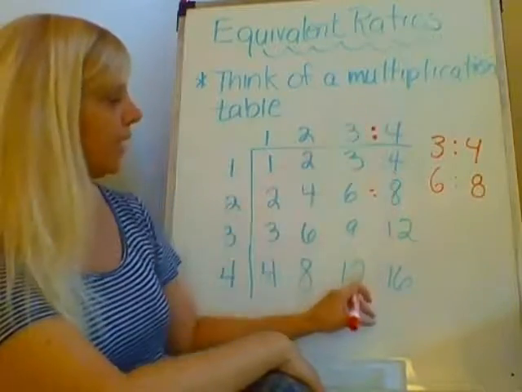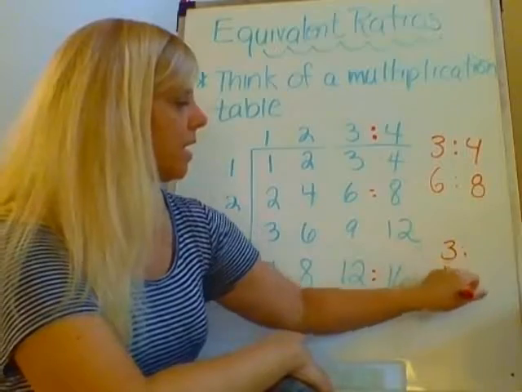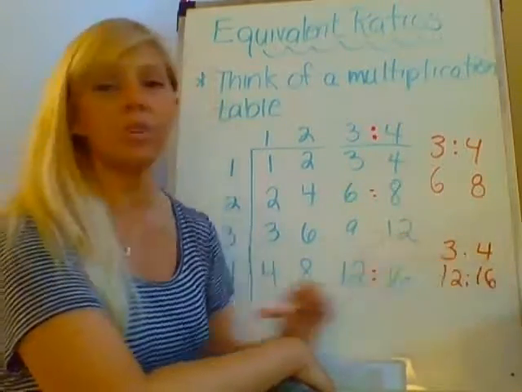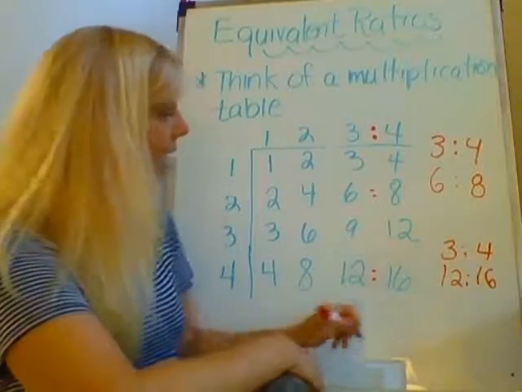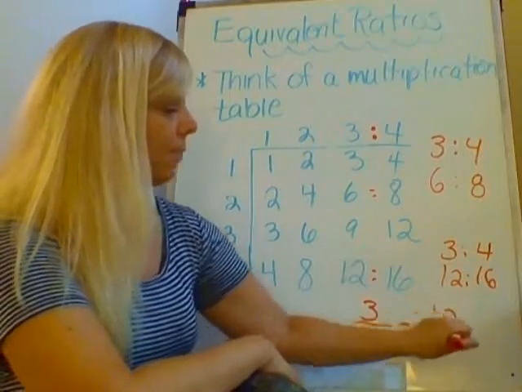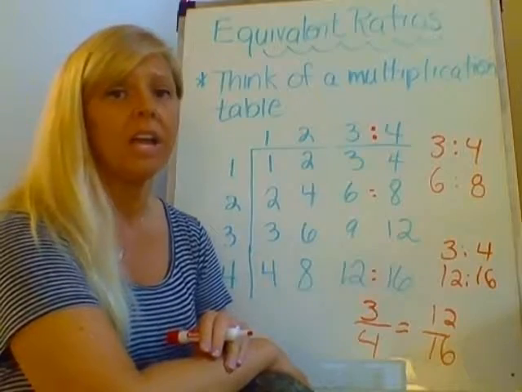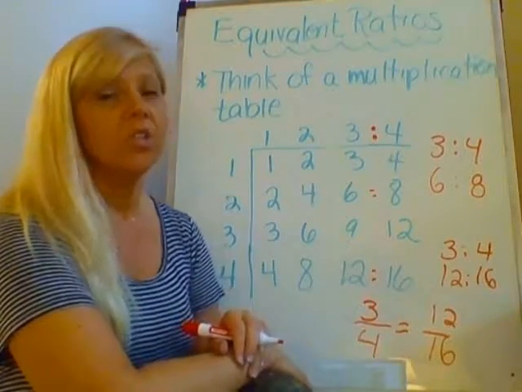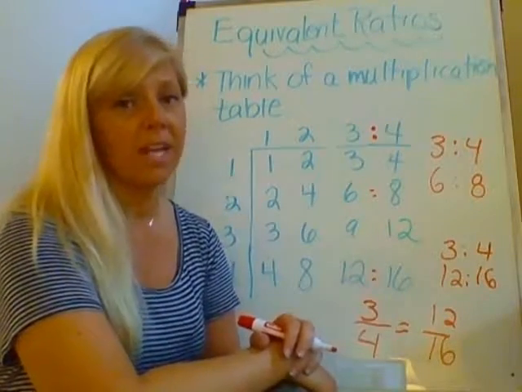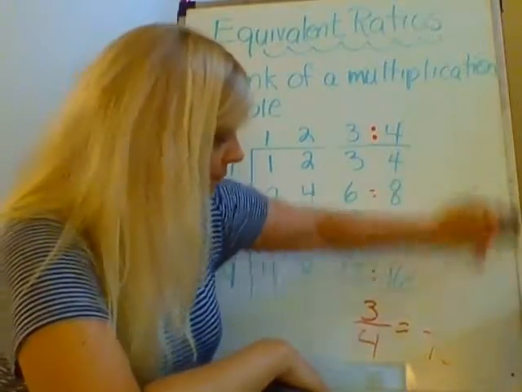Okay, I can also go 3 to 12 is times 4, as 4 times 4 is 16. So those are equivalent ratios as well. Again, I can put them in fraction form and make them fractions. 3 times 4, 4 times 4, and make those equivalent. So when we think of equivalent ratios, we need to think about what's multiplying or what's dividing in order to make that equivalent. Okay.